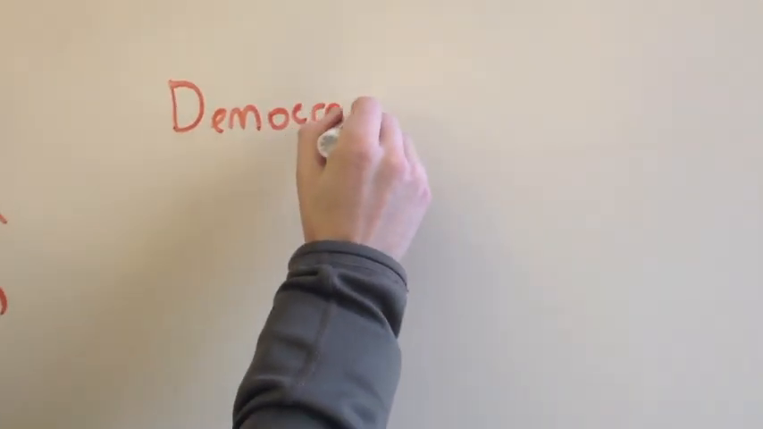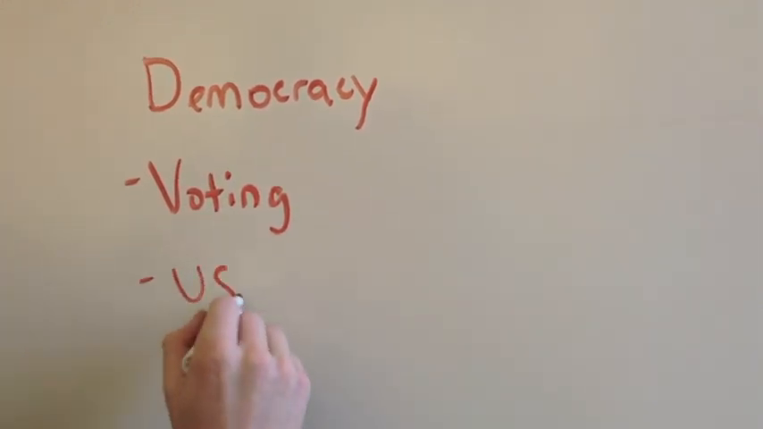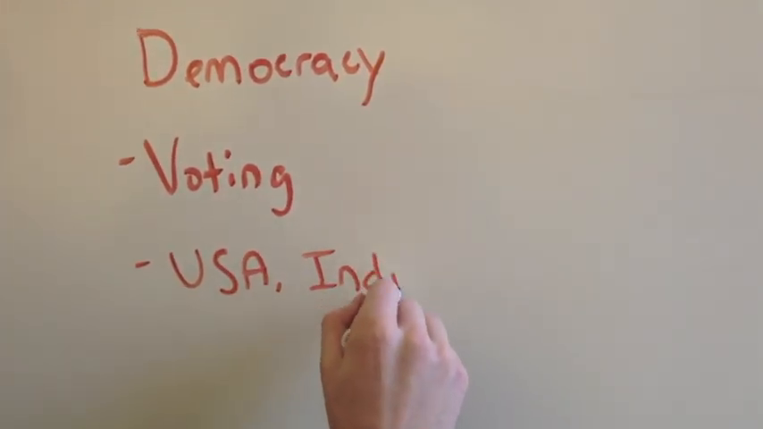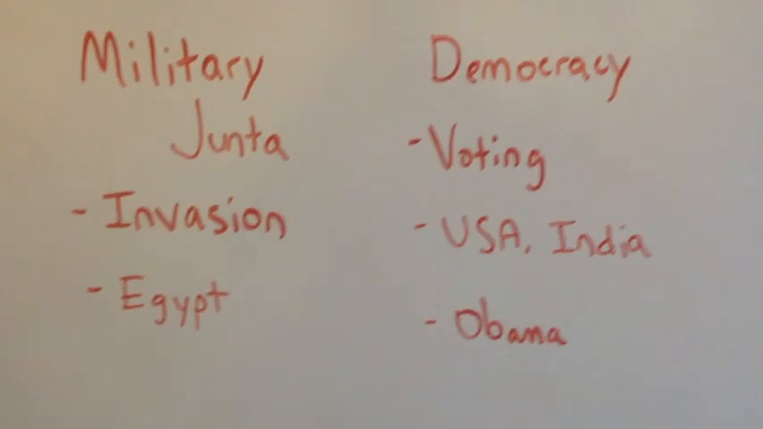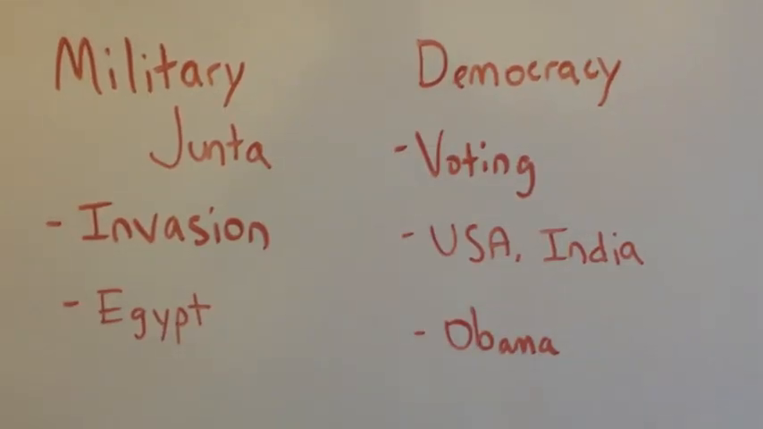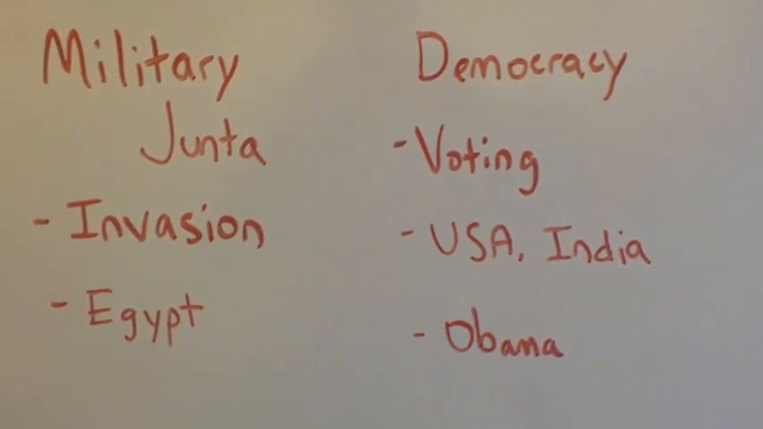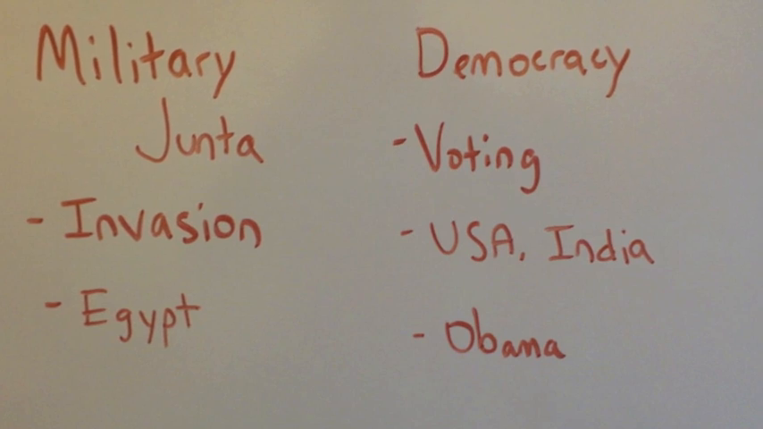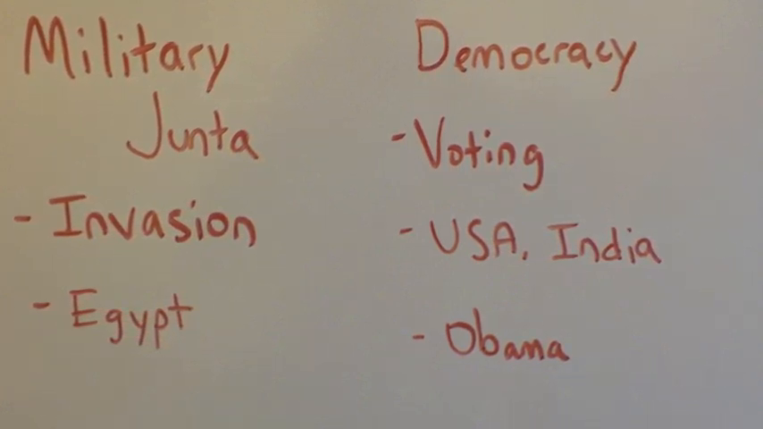In a democracy, the government is elected by the people and for the people. Everyone who is eligible to vote, which is a majority of the population, has a chance to have their say over who runs the country. An example of a country that has this form of government is India, and also the United States of America. And some examples of leaders are Manmohan Singh or Barack Obama.